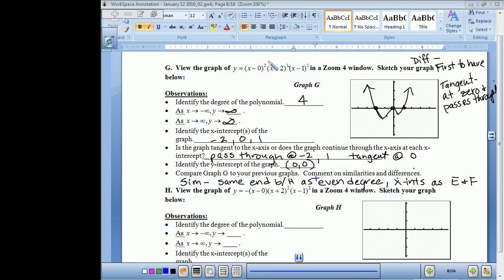Okay, so let's look at it. 2, 3, 4. The degree of this function is 4. When you have a polynomial function that has an even degree, the ends are the same. It's either going to be positive and positive or negative and negative. The end behavior is the same. So because this is a degree of 4 and a positive leading coefficient, we have rise to the left and rise to the right.